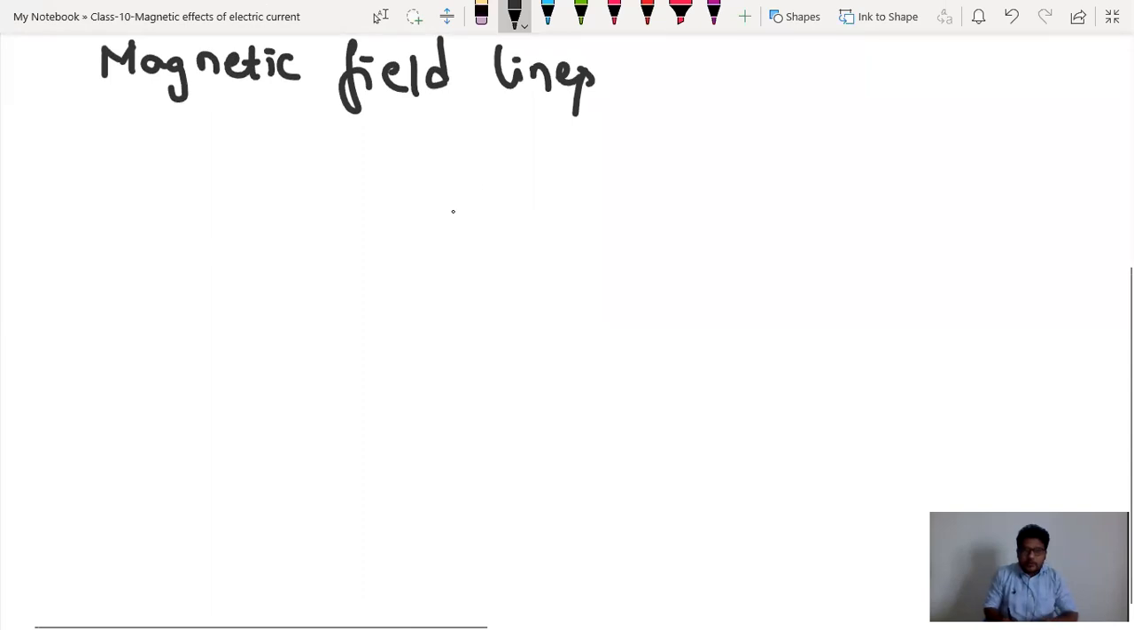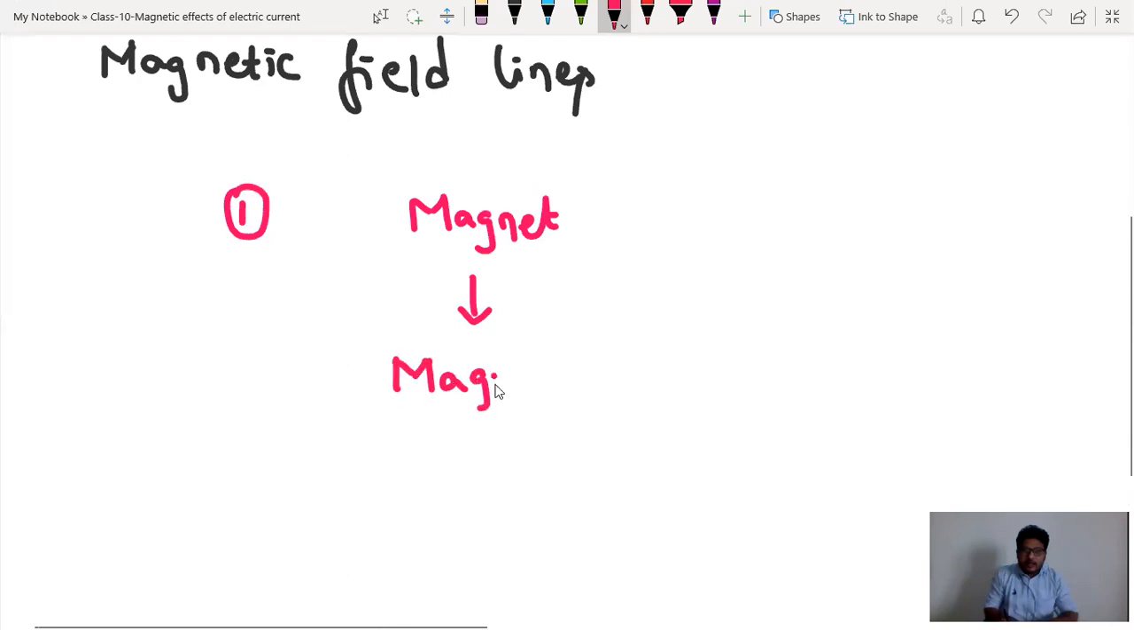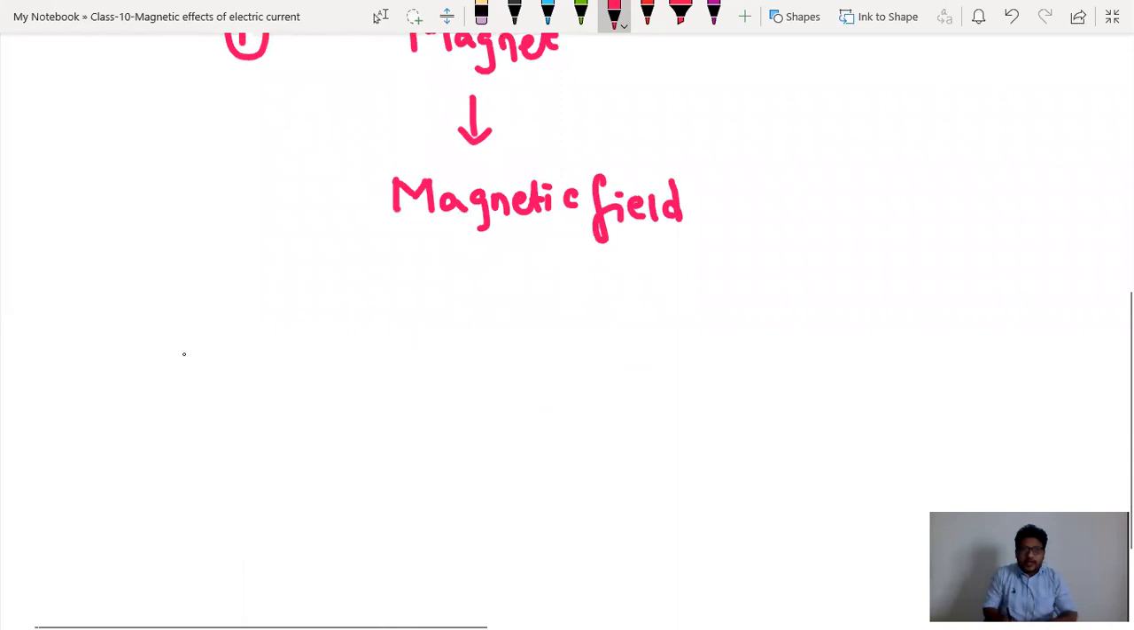So guys, a few flowcharts you need to remember. First flowchart. If you take any magnet, around this magnet definitely there will be a magnetic field. Now if you take another magnet, for this magnet also there will be a magnetic field.